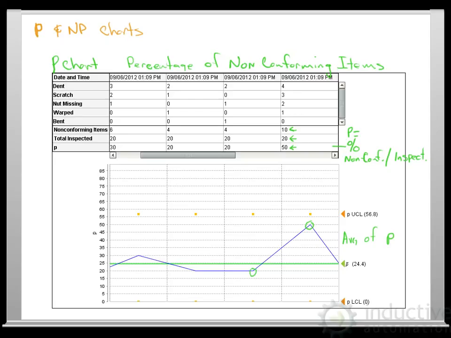So again, your NP chart is good for when total inspected is always the same. And your P chart is good for when your total inspected varies.